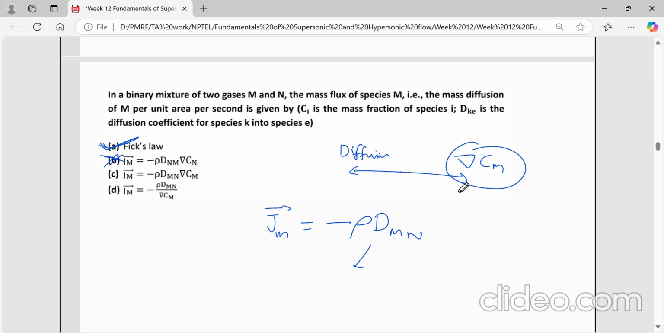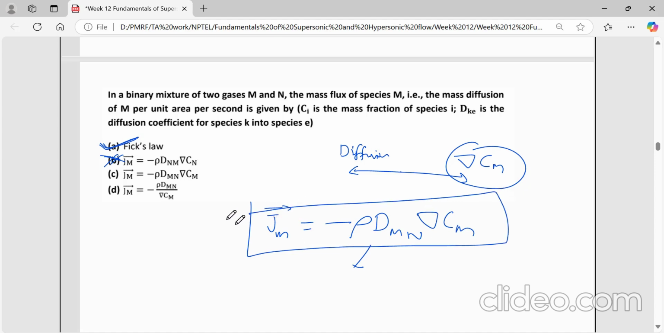And we have seen that diffusion is directly proportional to del Cm. So it will be del Cm. So this will be the correct equation. So option C is the answer, and option A also. Option D will be wrong because del Cm is inversely proportional to mass diffusion.